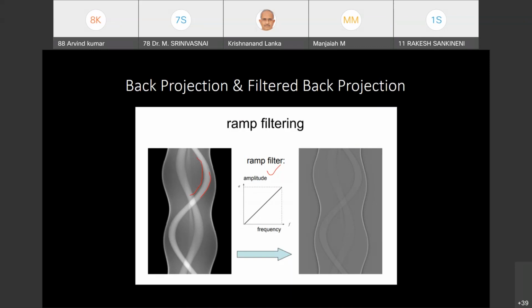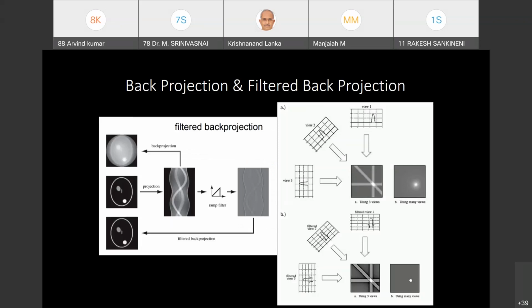So here, for example, back propagation. If you project from here, you get a blurred image here, and if you back propagate, you get a blurred image. But if you use the same image with a ramp filter, it will increase the clarity, and then when you back propagate, you are able to see the two dots. One may be some bone and the other may be a muscle. You are able to distinguish.